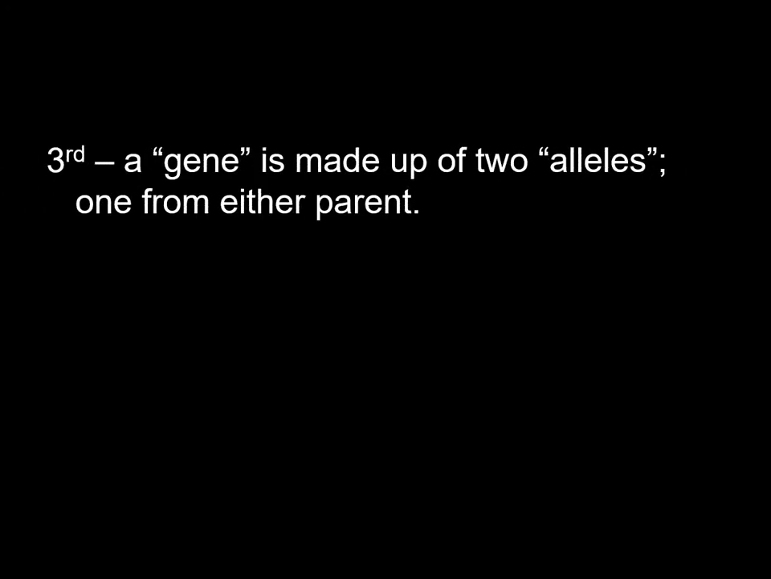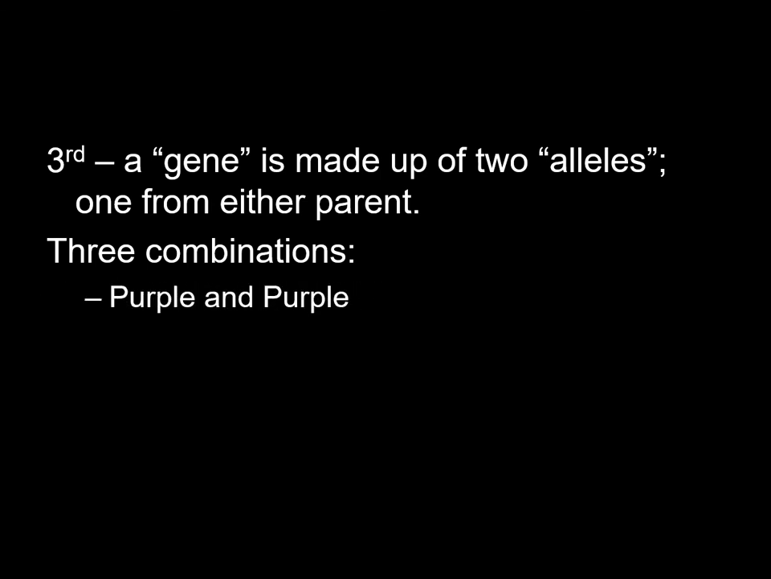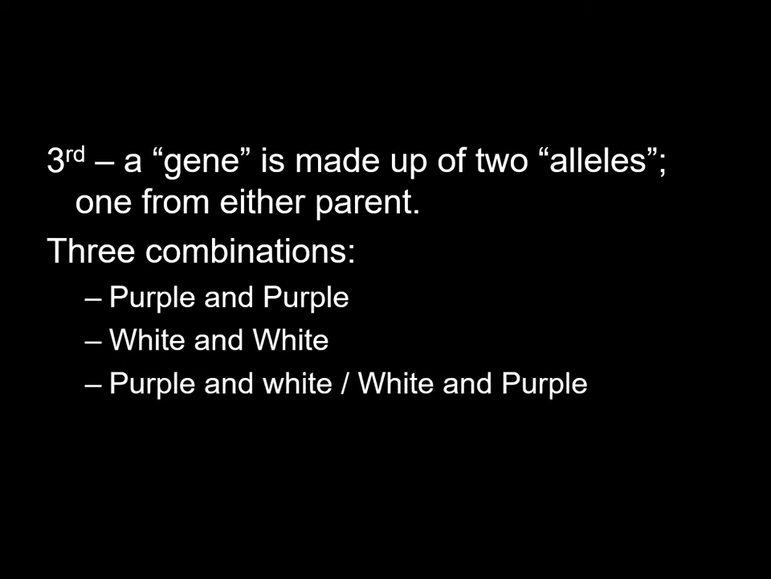Okay, so this gene is made of two alleles, one from either parent. And so there are three possible combinations. You can get a purple from mom and a purple from dad. You can get a white from mom and a white from dad. Or you could get a purple from mom and a white from dad, or a white from dad and a purple from mom.